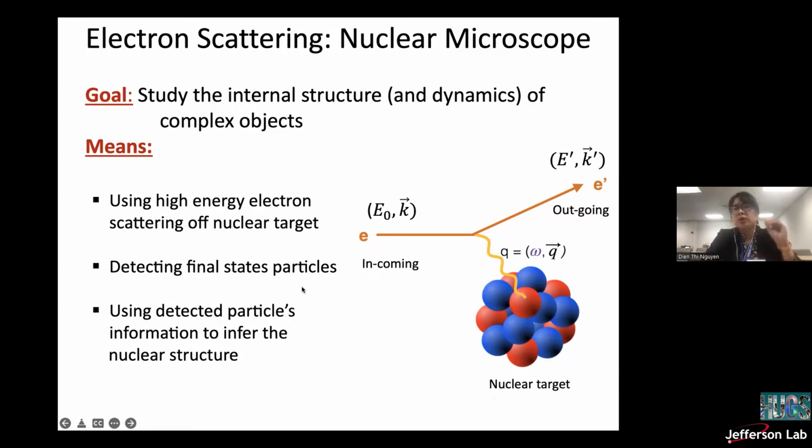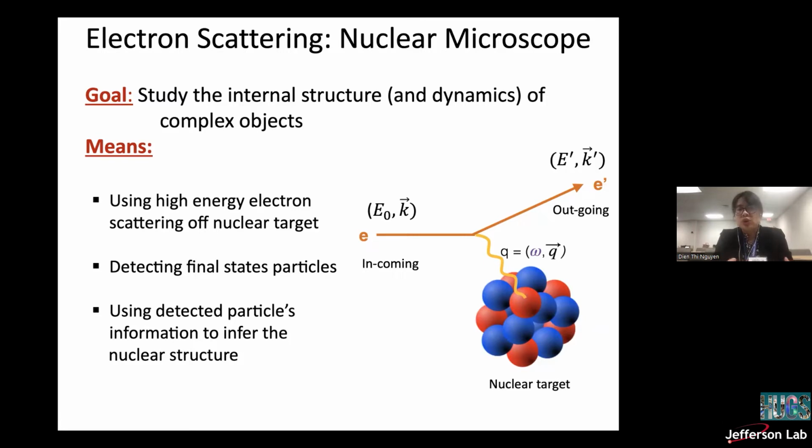What we are doing in the experiment is detecting all of the final state particles. We can detect different information, mainly the momentum and angle of the final state particles. From the detected information, we are able to reconstruct, and reconstruct here means using the detected information to calculate other physics variables.